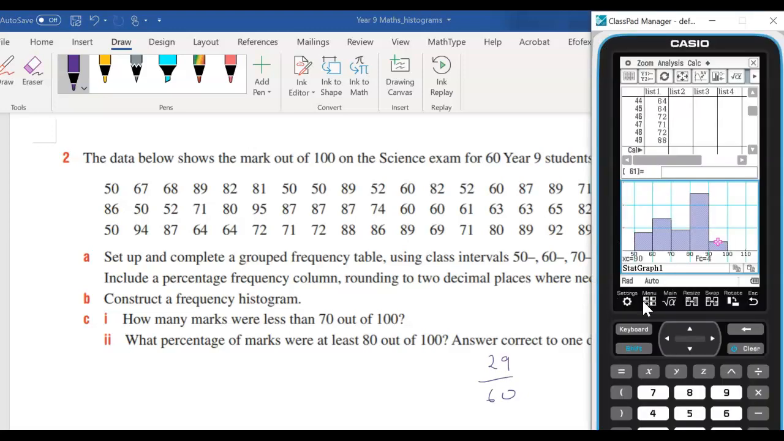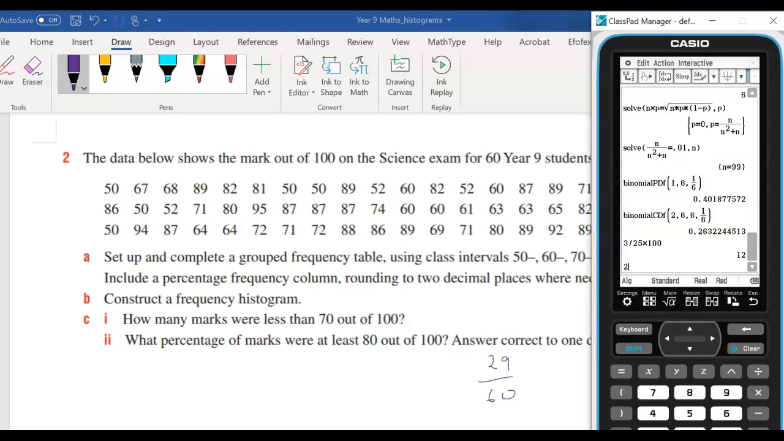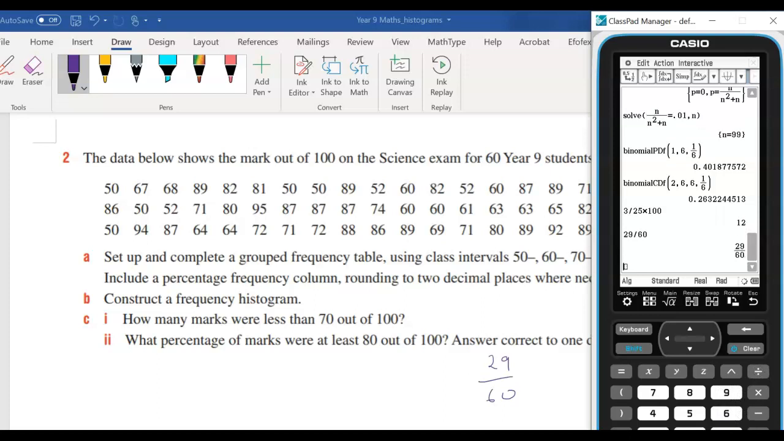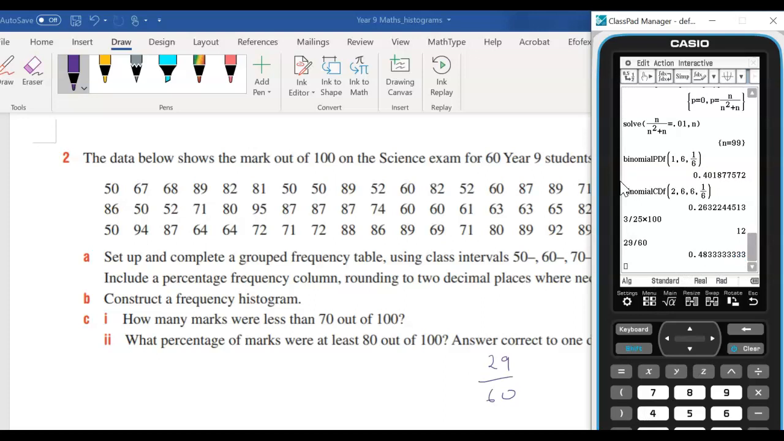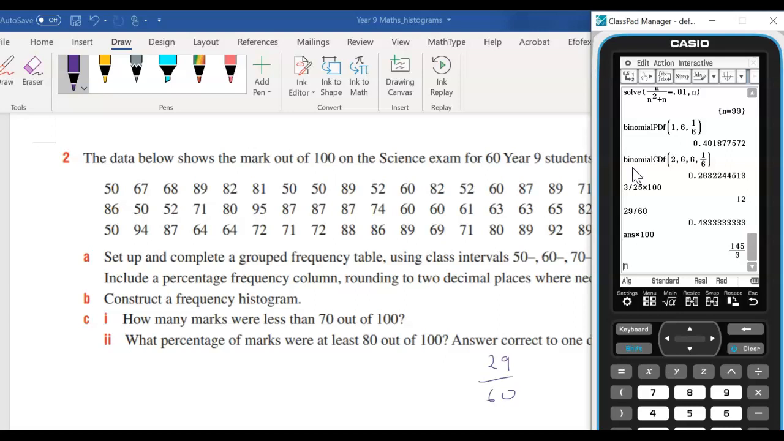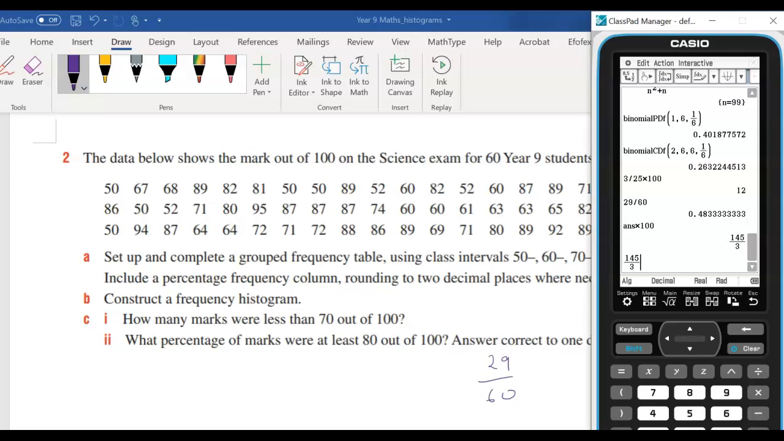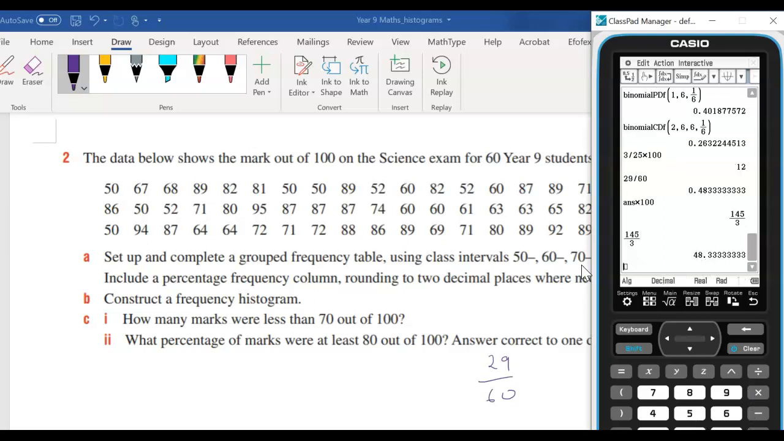Go back on the calculator, go back to the main screen, and then 29 divided by 60. You can just highlight that and turn it into a decimal. Correct to 1 decimal place, and let's multiply that by 100, sorry, because we're doing a percentage. I've got this in standard, that's why it's like that, but then we'll just change it quickly. All right, so we've got 48.3%.